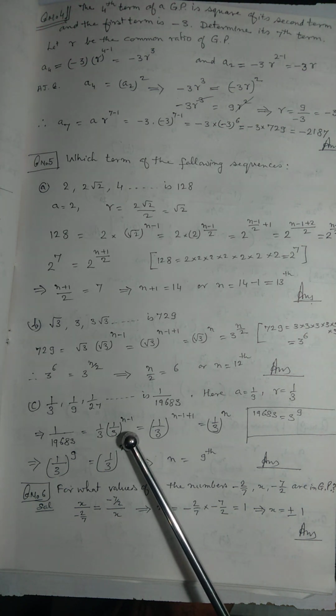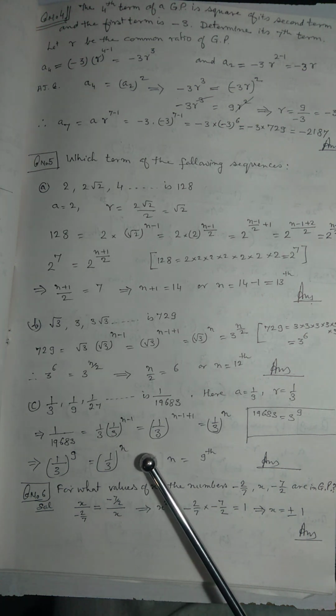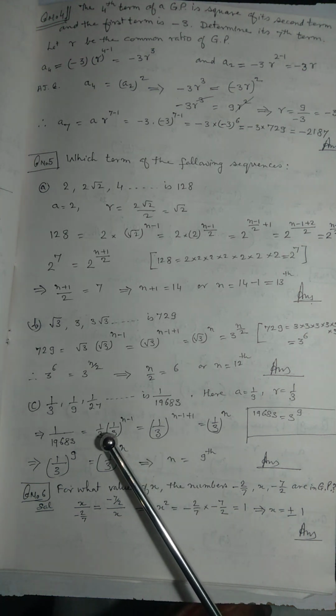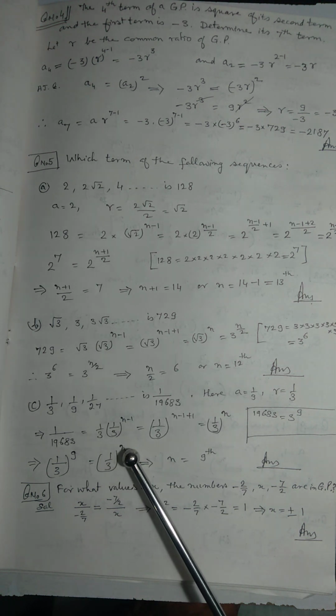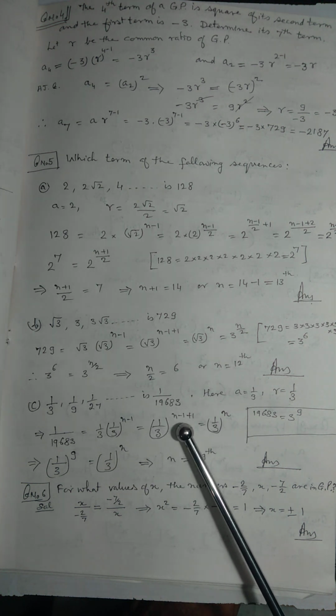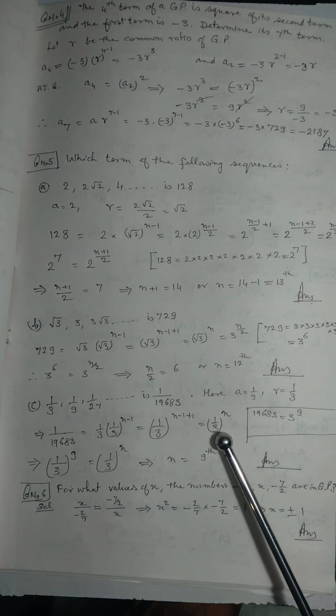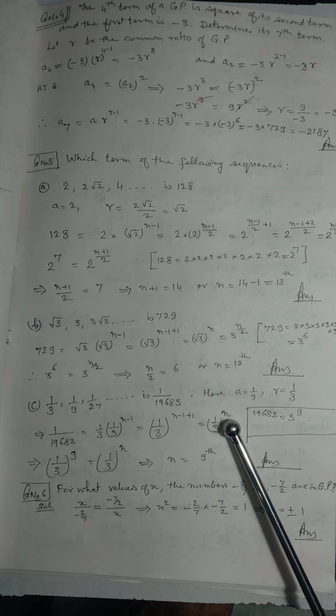सिंपल जनरल टर्म के लिए फार्मूला लागू किया मैंने. तो देखिए 1 by 3 इधर भी है, 1 by 3 इधर भी है. So 1 by 3 raised to power n minus 1 plus 1. It will be equal to 1 by 3 raised to power n.